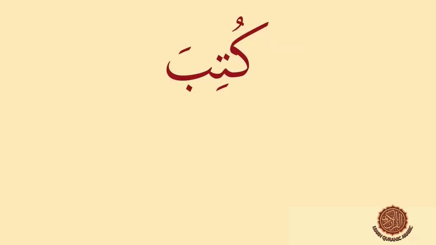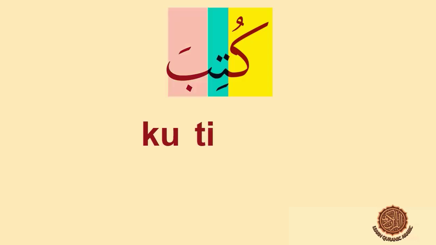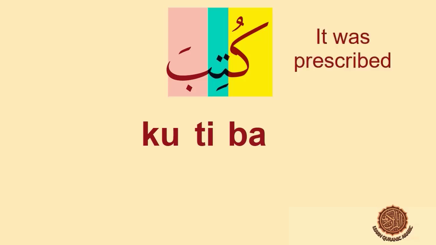Okay, now finally, let's look at this word. This uses all the three harakat that we spoke about. The dhamma, the fatha, and the kasra. And we can pronounce this, inshallah. So the first is the kaf, so it's ku. Then it's the ta with the kasra, so ku ti. And then finally the ba with the fatha, so it would be kutiba. Kutiba means it was prescribed or it was authorized.